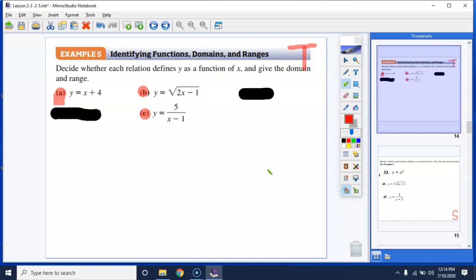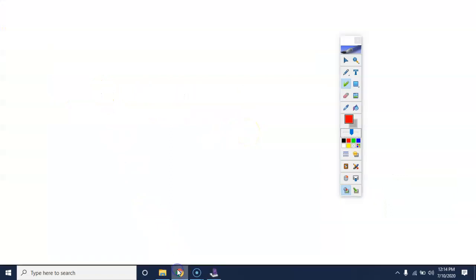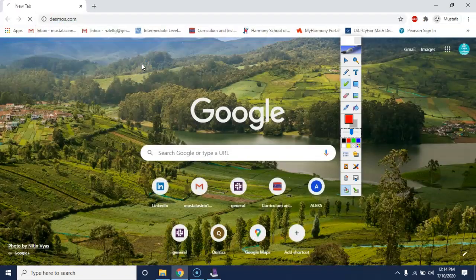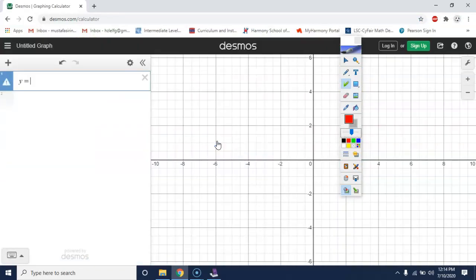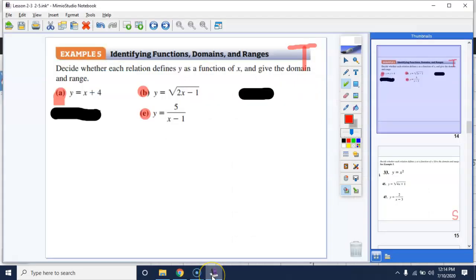Okay. First of all, there's an easy way for this one. We can graph and see. Okay. Y equals x plus 4. Let's go to Desmos. Okay. And let's graph it. Y equals x plus 4. If we have such a graph, remember the vertical line rule, I'm going to have a vertical line like this, it crosses once, we are fine. So it's a function. Okay. Here we are.